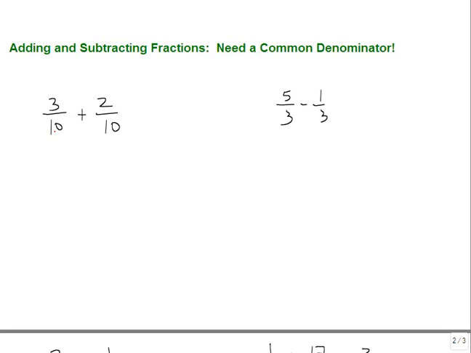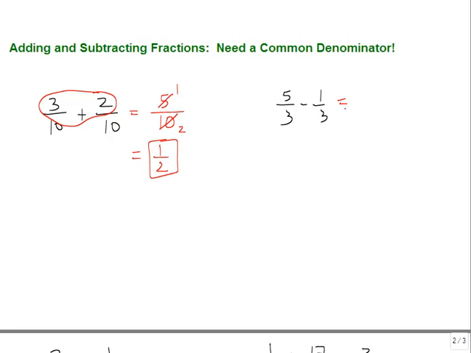So if I have 3/10 plus 2/10, if you have a common denominator already, that denominator is going to stay put, so it stays 10, and all you do is either add or subtract the numerators. So 3 plus 2 is 5, and then you will always want to make sure that your final fraction is reduced. So 5/10, we know that that's not reduced. 5 goes into 5 once, 5 goes into 10 twice, so this is really the same as 1/2.